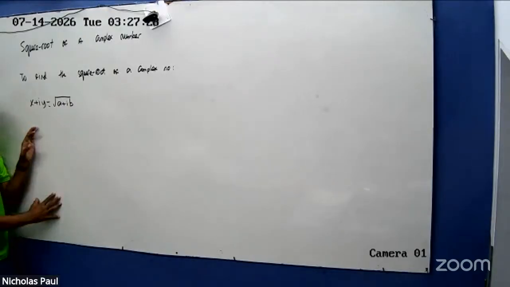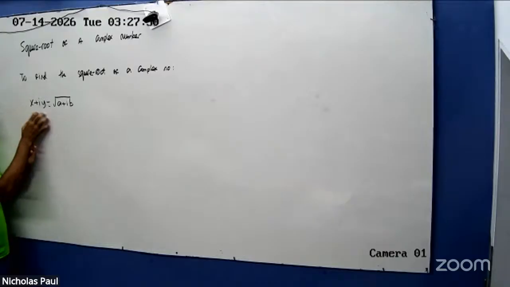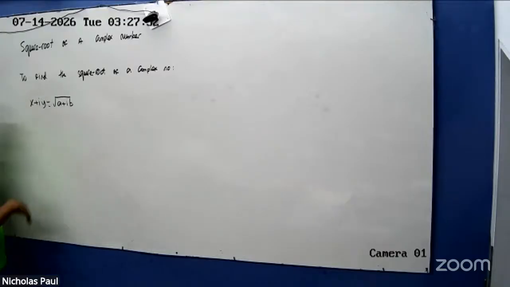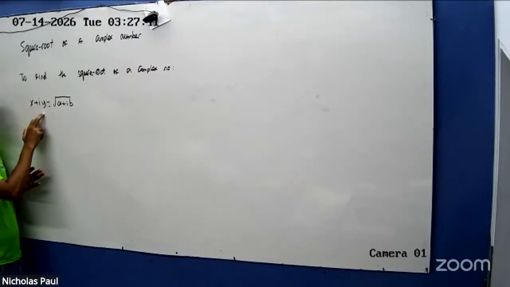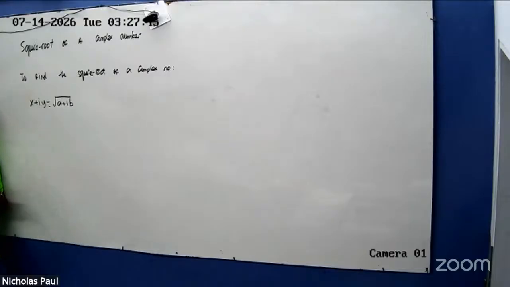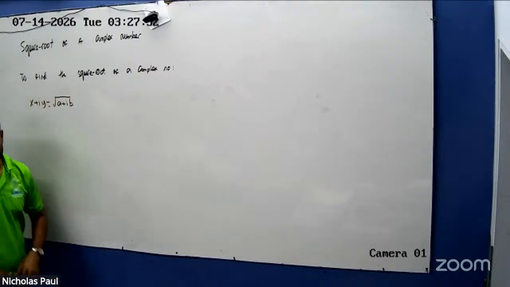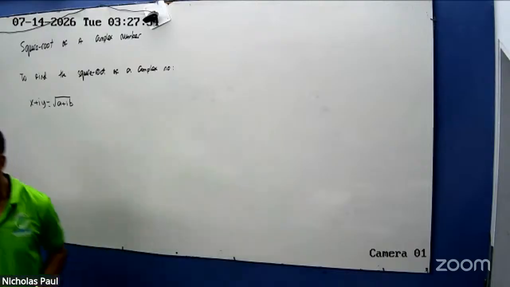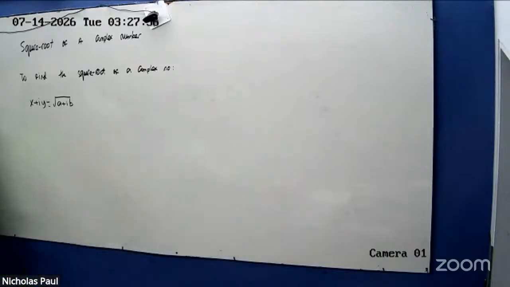So I'm gonna give you steps on how to find the square root of a complex number. The objective is to find x and y. Any ideas what we can do? We want to find x and y so that x plus iy will be equal to the square root. Any ideas? Square both sides. Nice. Then what? If I square here and square here, what can I do after that? Group like terms.